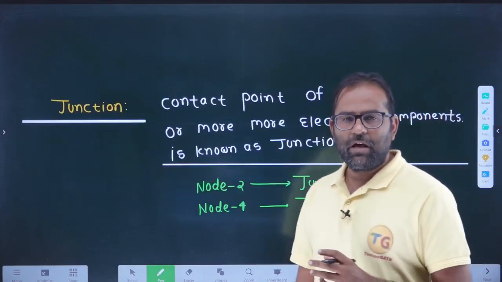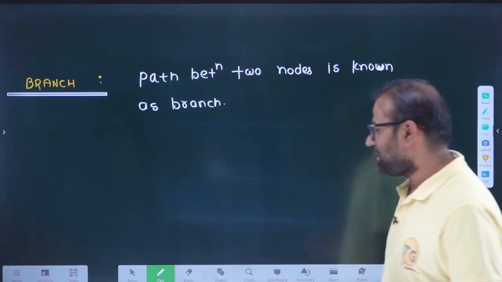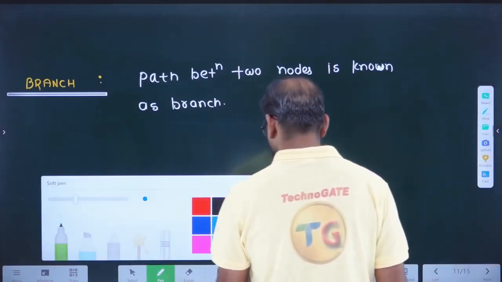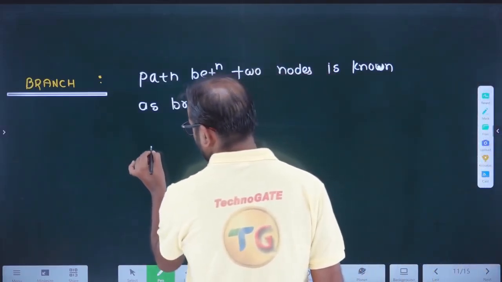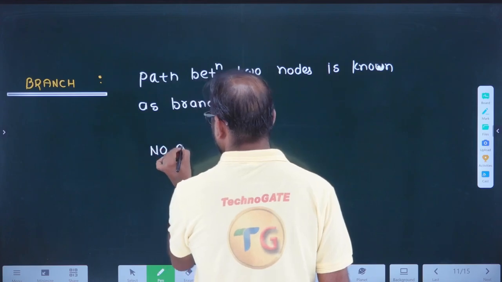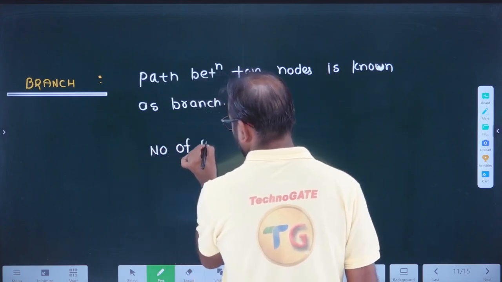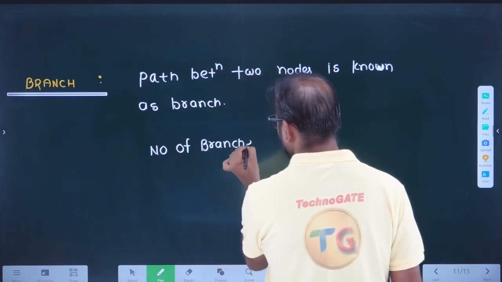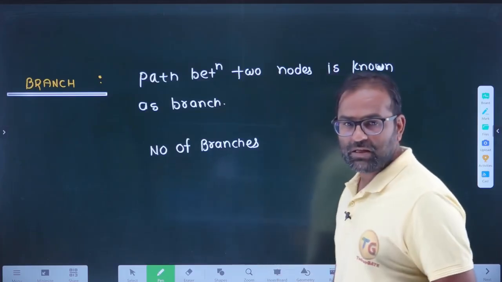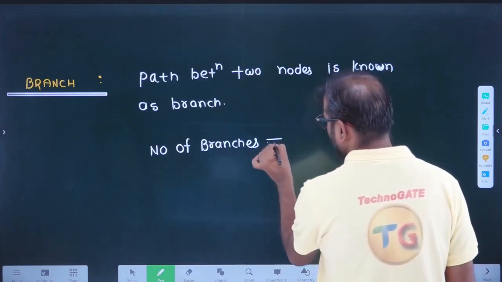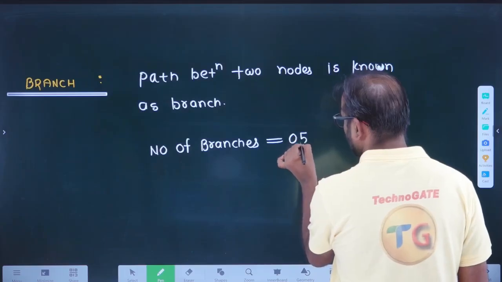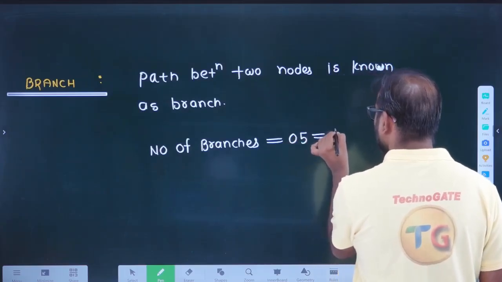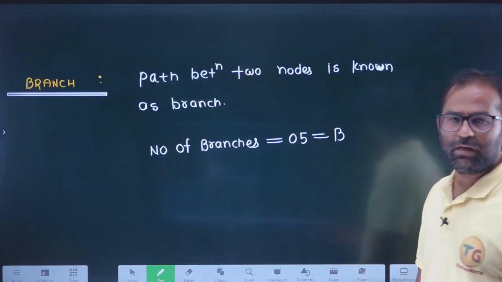So you can say the number of branches in the circuit is 5. Number of branches equal to what? Number of branches equal to 5. And we can call it B. How you define it? Number of branches, I am calling it B.